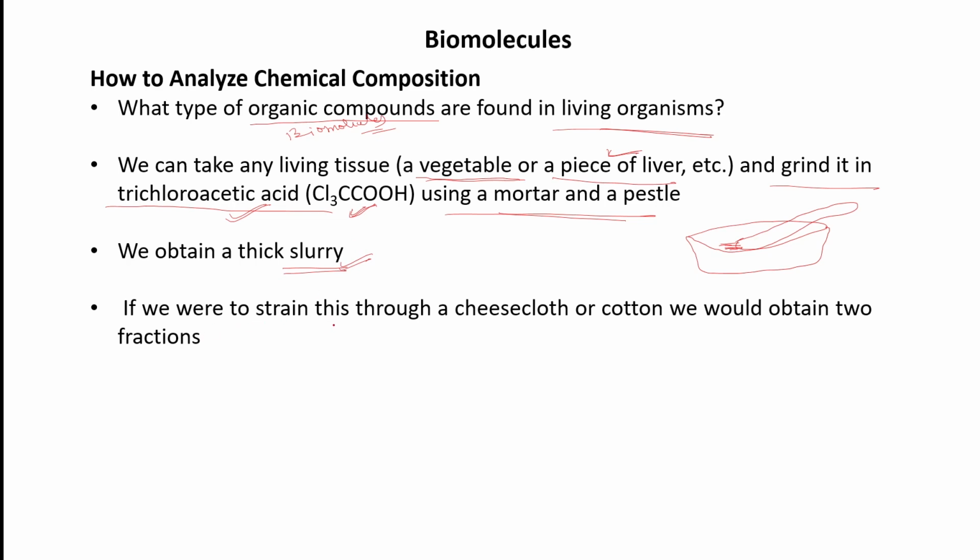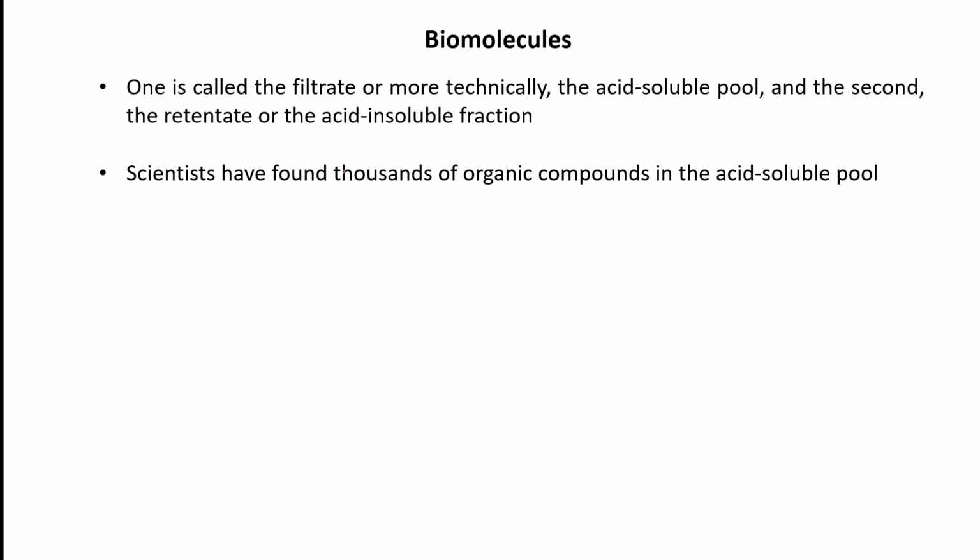If we were to strain this through a cheesecloth or cotton, we would obtain two fractions. One is called the filtrate. When you filter with the help of the cloth or cotton, you have a filtrate, or more technically, the acid soluble pool. And the second is the retentate, the acid insoluble fraction, which is left in the cloth.